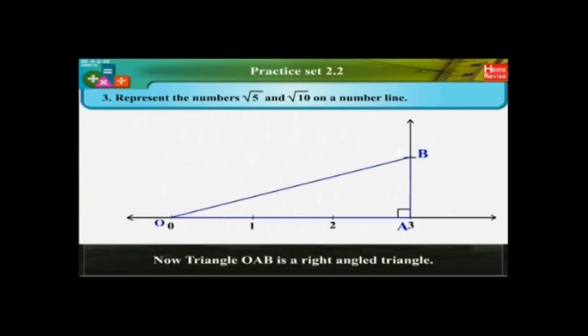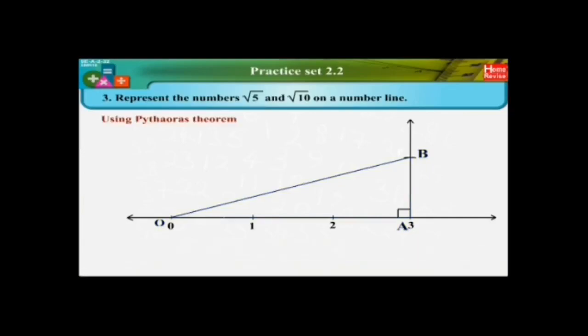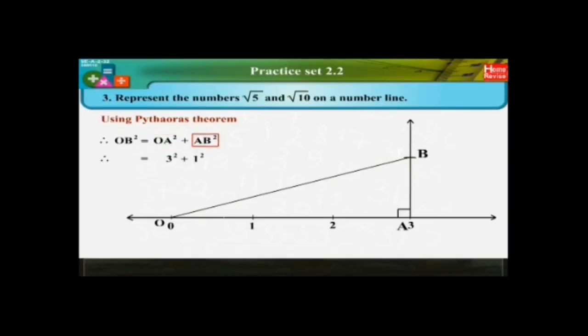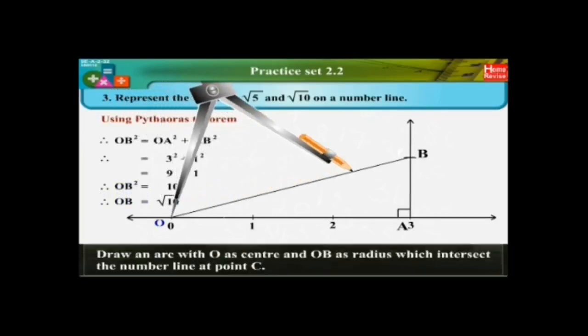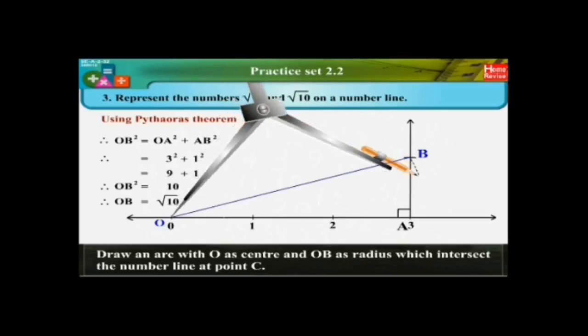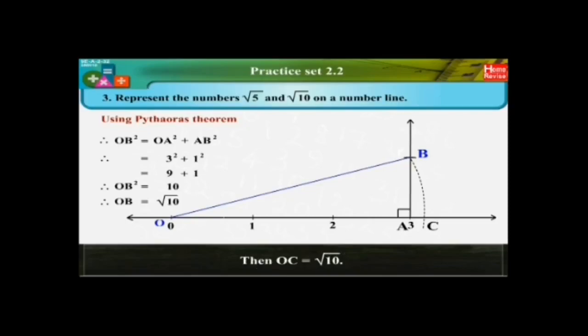Now triangle OAB is a right angled triangle. Using Pythagoras theorem, OB square is equal to OA square plus AB square. So OB square is equal to 3 square plus 1 square, which is equal to 9 plus 1, which is equal to 10. So OB square is equal to 10. Therefore OB is equal to root 10. Draw an arc with O as center and OB as radius which intersects the number line at point C. Then OC is equal to root 10. Point C represents the number root 10 on the number line.